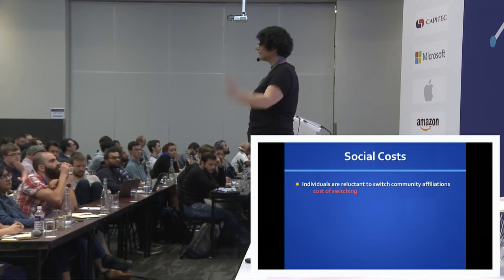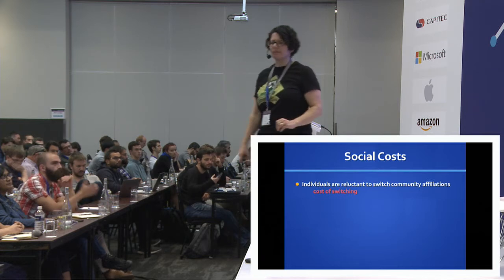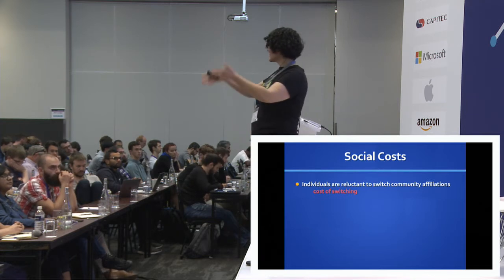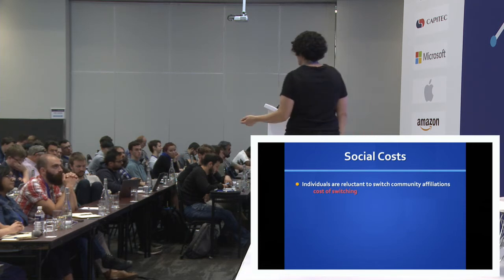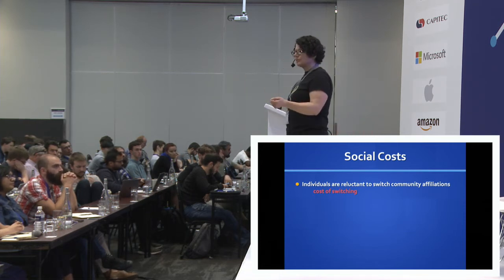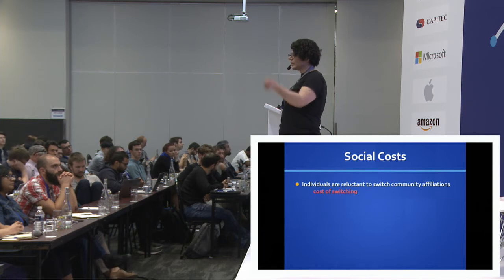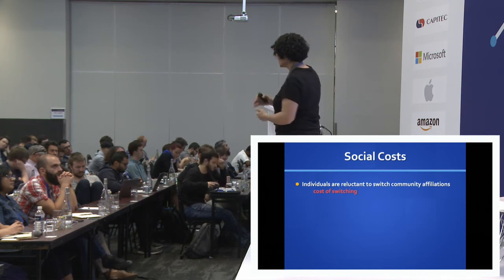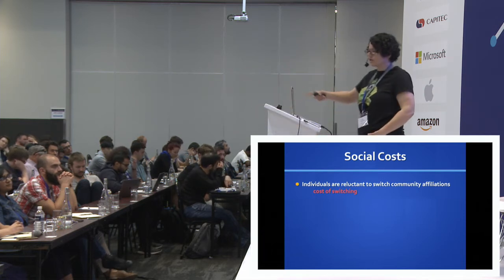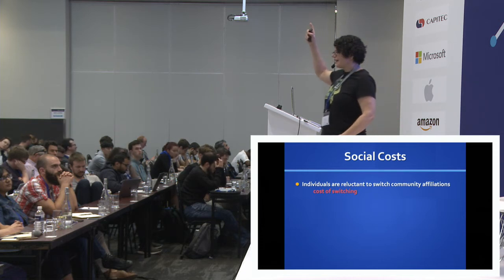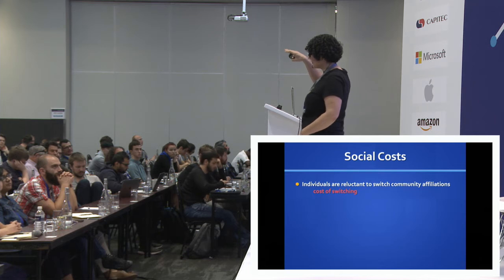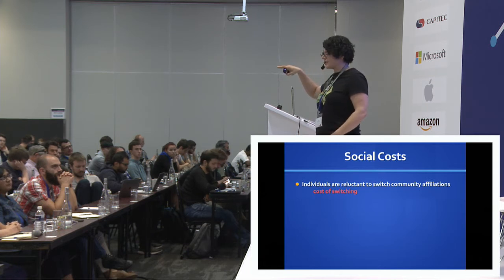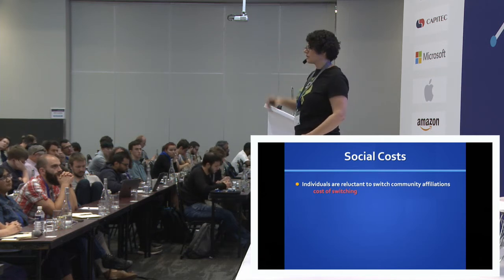So a baboon can leave its troop and go somewhere else and join another one. You can move from one city to another. You can change jobs, but there is a cost. And this cost is measurable both in humans and all the other animals. When you switch community affiliation, your stress hormones go up. Harassment levels go up, typically. Access to resources often drops, or there is at least a change. And there's a change in the social status.